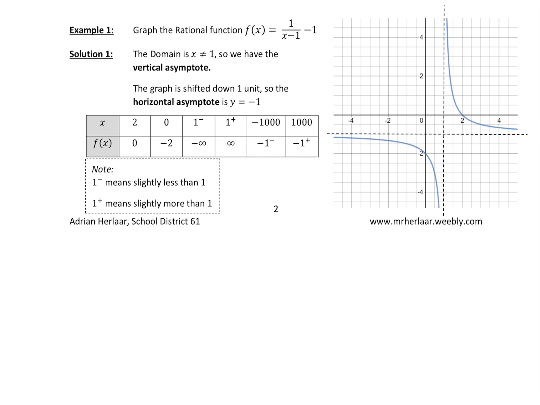So, here's another example. Graph this function. Well, what is x not allowed to be? You can see right here. X is not allowed to be 1. So you put your vertical asymptote right here. X is not allowed to be 1.